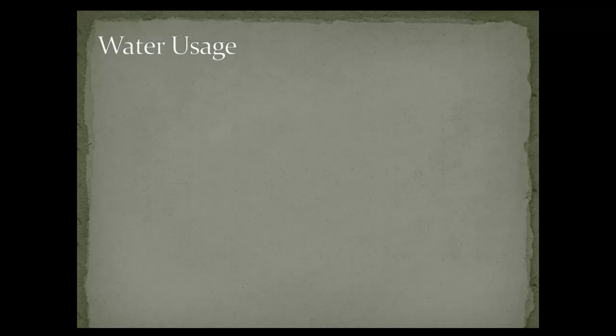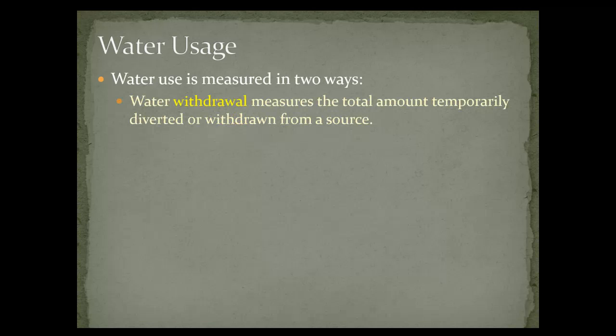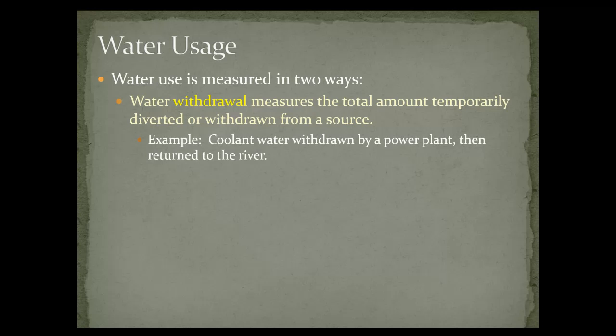Let's take a look at how we use water. We measure the water we use in two ways. So one of them is water withdrawals. So you're temporarily taking it out and then you put it back in the source. So what am I talking about? That would be things like cooling a power plant. Power plants are always by a water source. So water is pulled out of usually a river and it helps cool the power plant, and then it's put right back into the river.